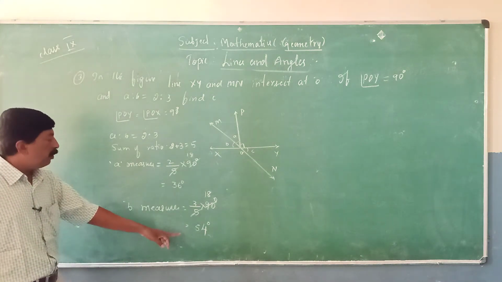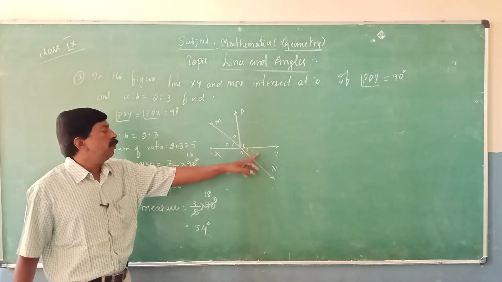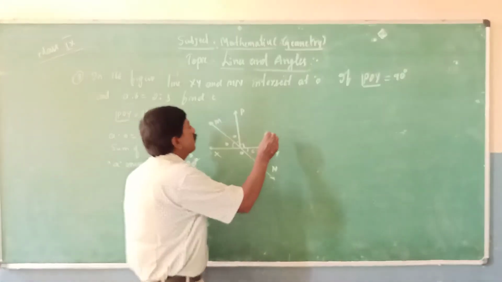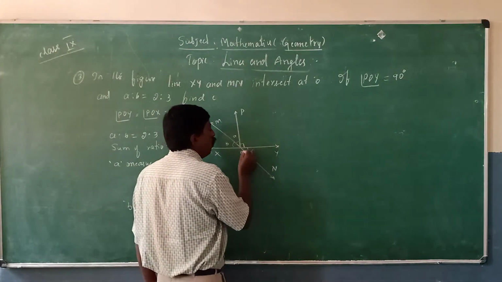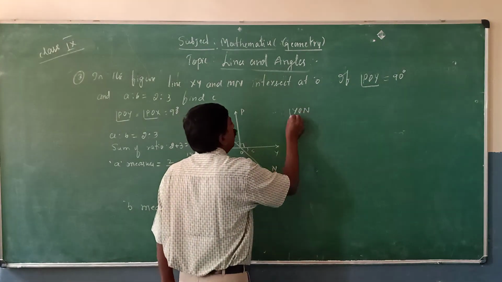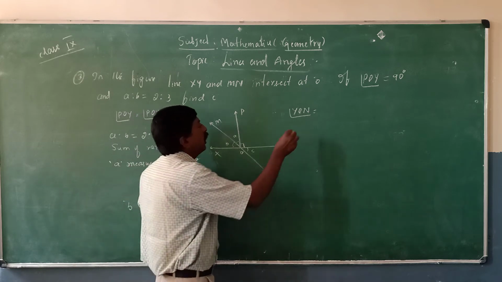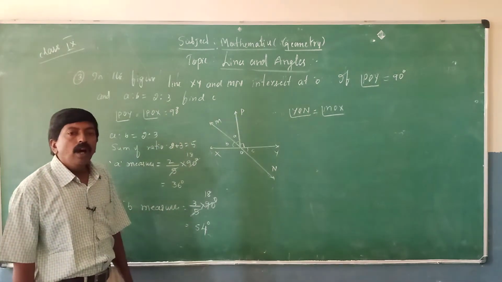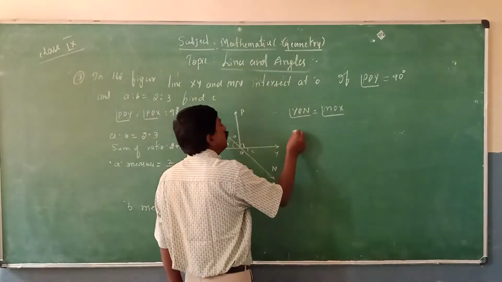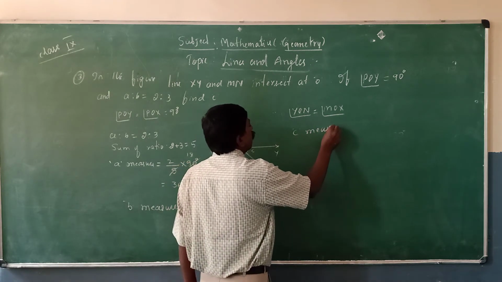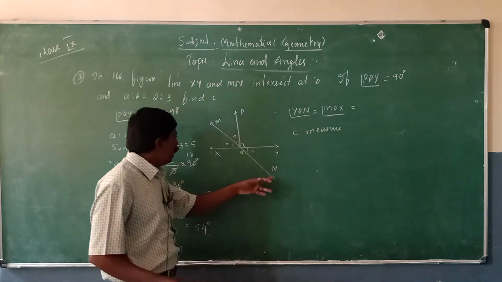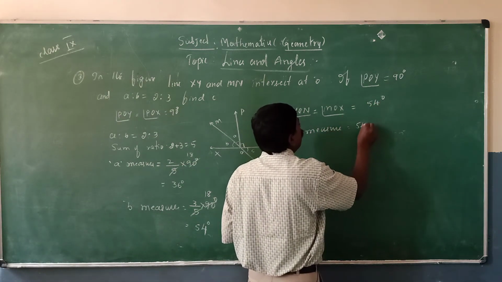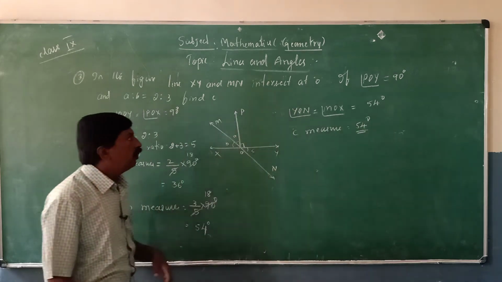Why do we have to calculate B? Without calculating B, it is not possible to find C. So now C measures. Therefore, YON angle is equal to MOX angle. What are these? These are vertically opposite angles. Therefore, C measures that must be equal to angle B, 54 degree. C measures 54 degree. C is also 54 degree.